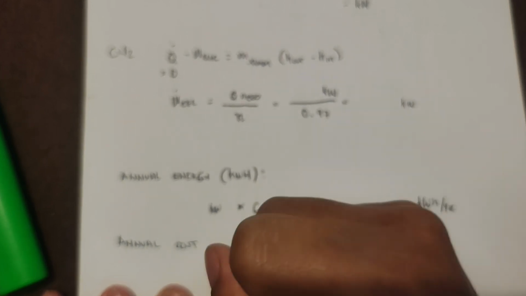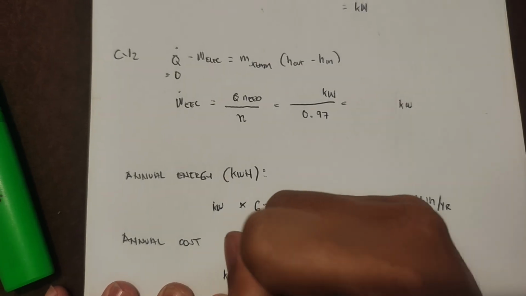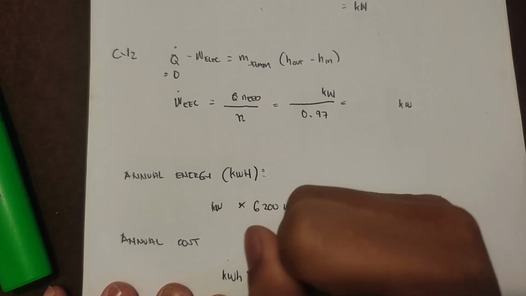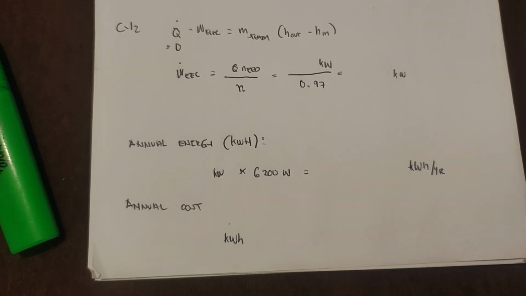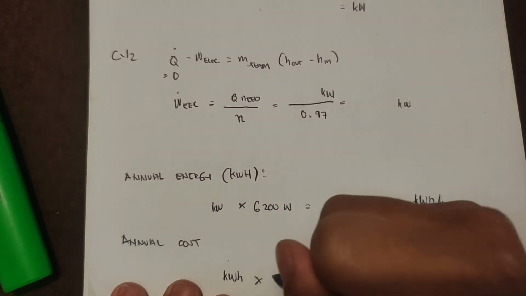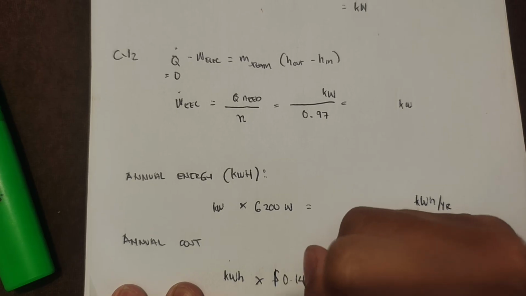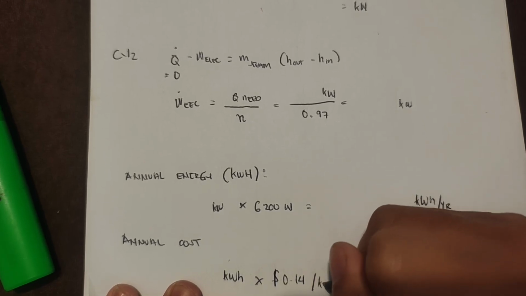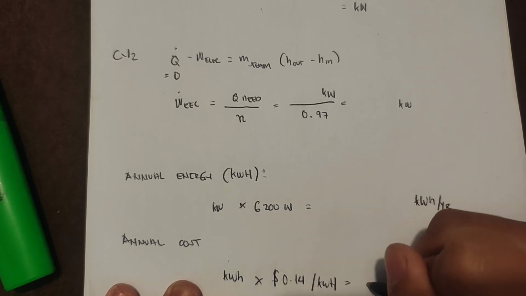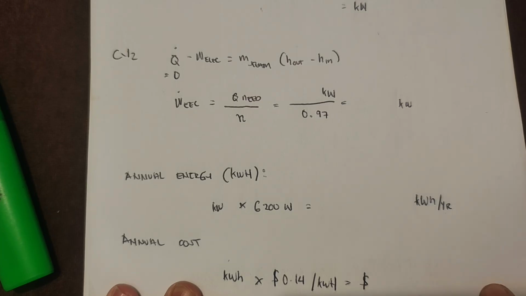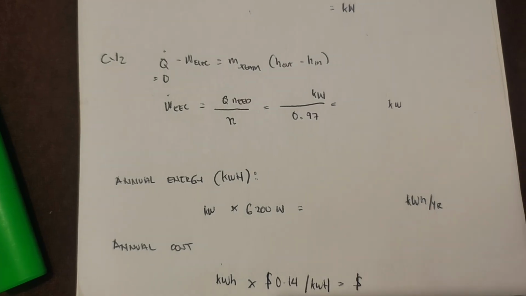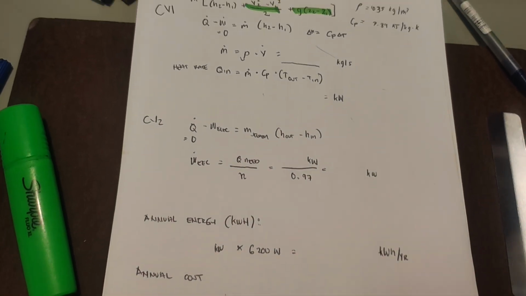So we're gonna be writing kilowatt hour, and we're gonna be multiplying it by the rate provided, which is 0.14 cents per kilowatt hour. Now you have the total amount you need. Okay, so that is the entire problem.